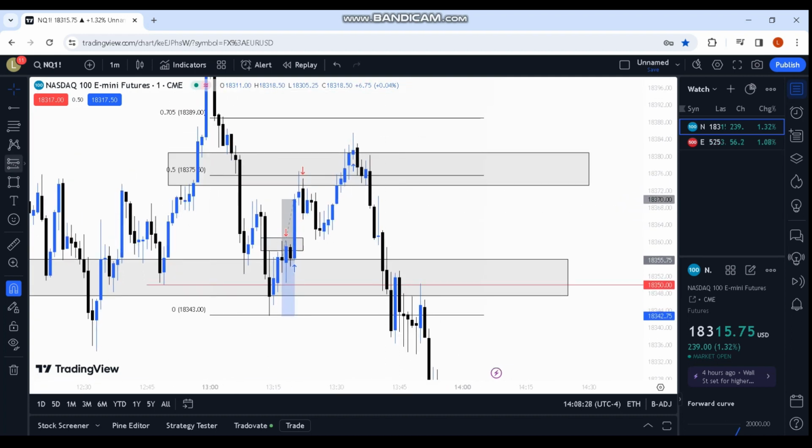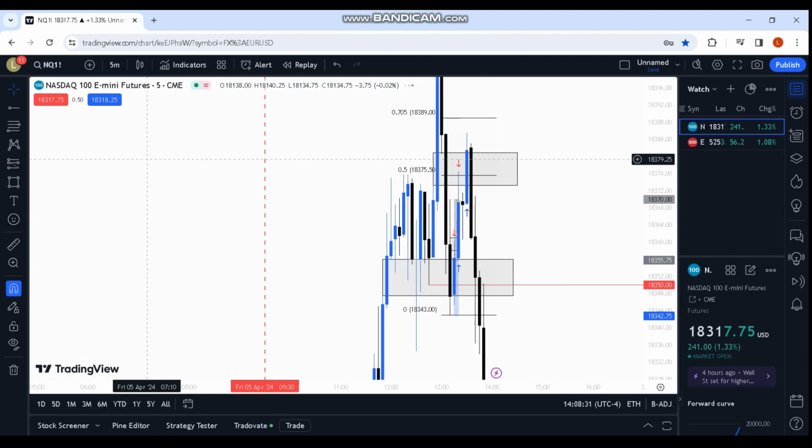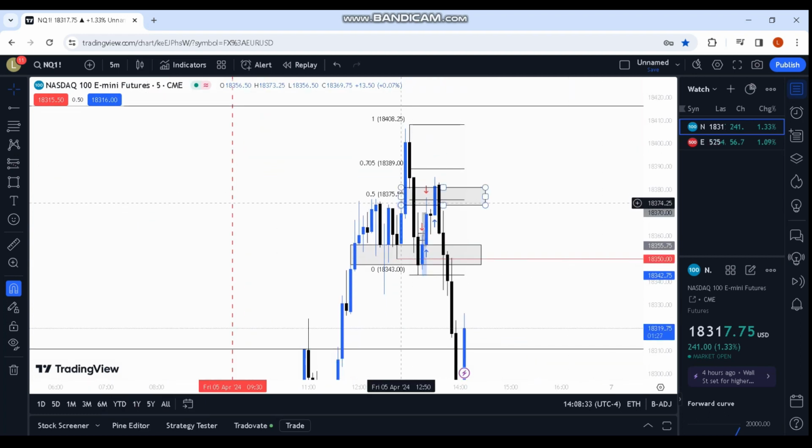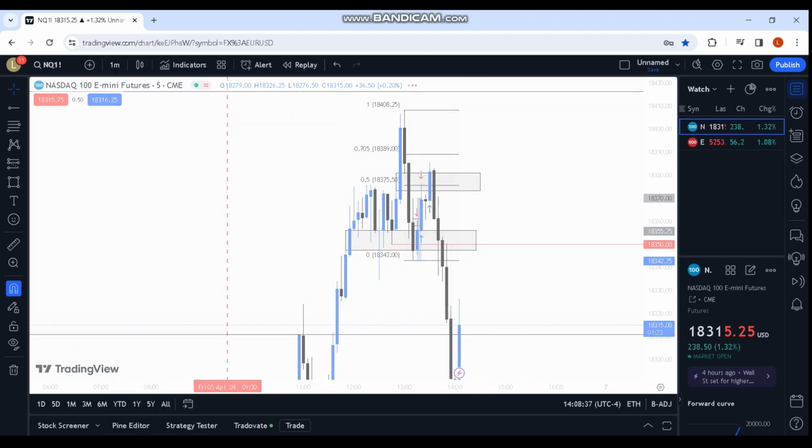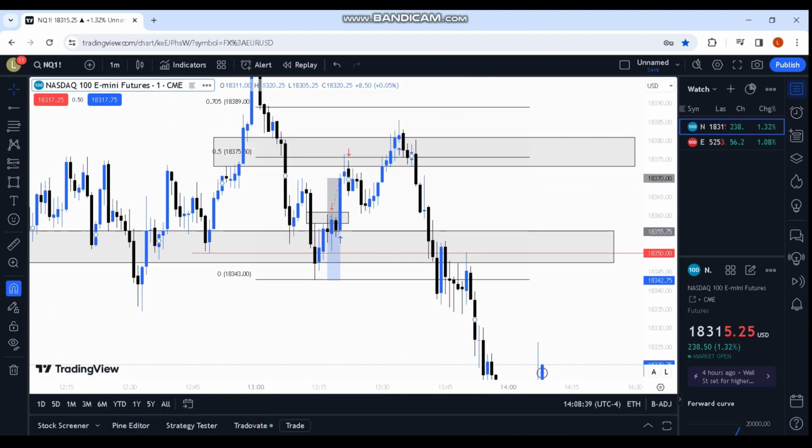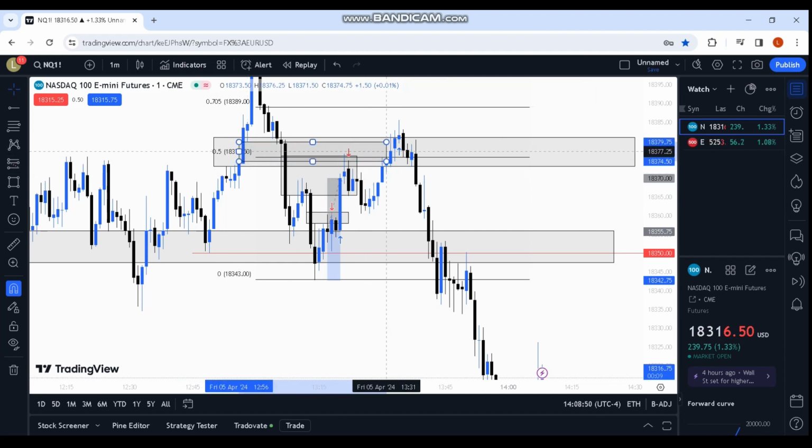So on the 5 minute, we retrace up to my level that I had marked out, the inverse fair value gap. And I see that on the 1 minute, we tap into it right here. And there's a bearish fair value gap right here. That's one. And also on top of that, there's an inverse right here that we tapped into.